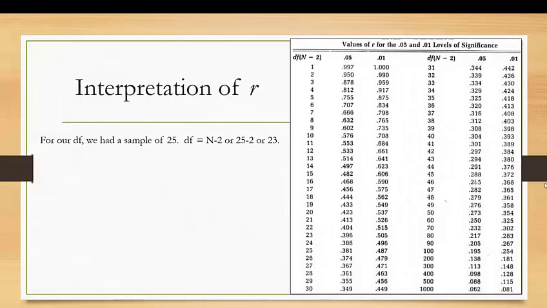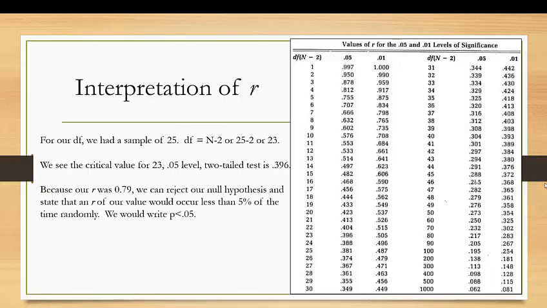So what we first need to do is, for our degrees of freedom, we have a sample size of 25. Our degrees of freedom for correlation coefficients is n minus 2, and you can see on our chart here we have the 0.05 and 0.01 levels of significance. So our degrees of freedom is 23. So all we need to do then is see what the critical value for 23 at the 0.05 level is, and we can go down. At the 0.05, it's 0.396. If we could round that up to 0.4.